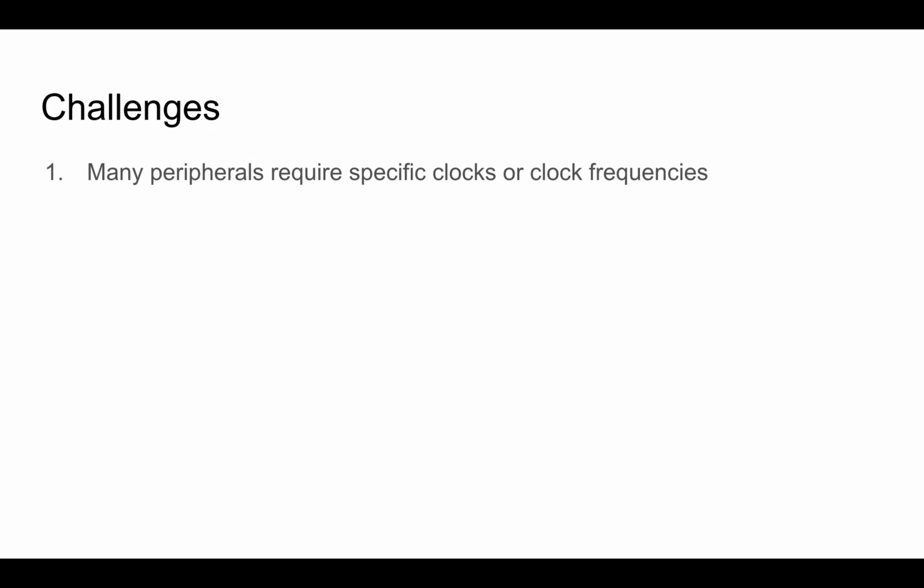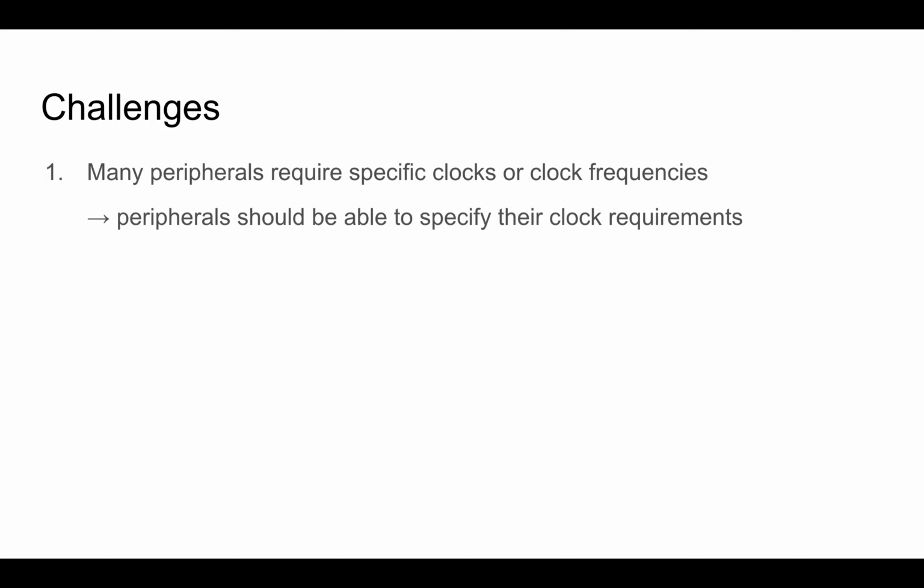We want to build a system that dynamically selects the most energy efficient clock depending on ongoing compute or I/O operations. However, there are several challenges. Many peripherals require specific clocks or clock frequencies. For instance, a peripheral may require an oscillator instead of a RC clock for higher accuracy, or it may require a minimum clock frequency in order to transmit data at its desired rate. To address this challenge, peripherals should have some way to precisely specify their clock requirements.